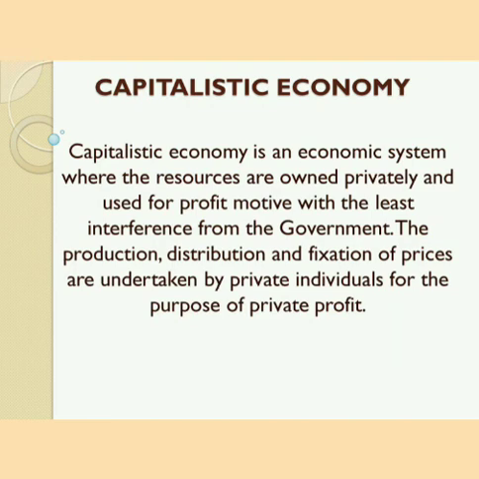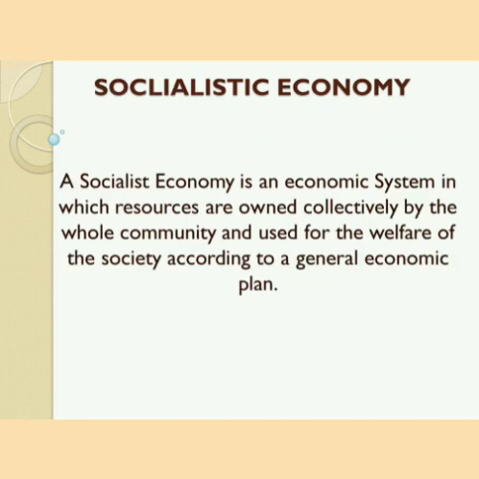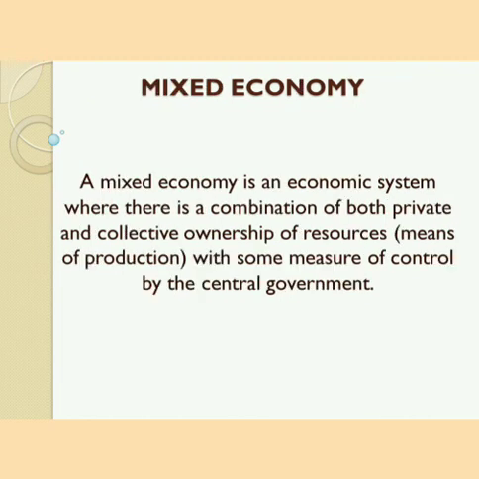What you have learned is that there are three types of economic system known as the capitalistic system, a socialist economy, and a mixed economy. A capitalistic economy is where the resources are owned privately. A socialist economy is an economy where the resources are owned collectively. And in a mixed economy, the resources are owned both collectively as well as privately. There is a private sector and a public sector. The public sector will own the resources collectively, while the private sector will own the resources by private individuals for profit motive. So we could end the lesson here.